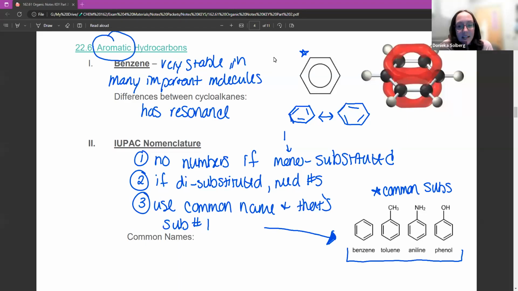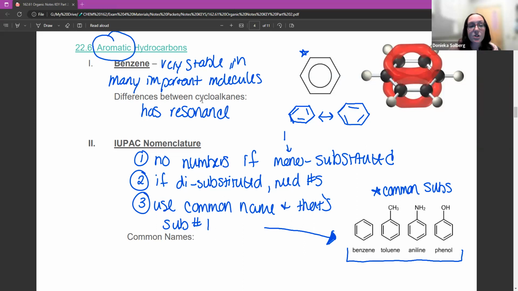Okay, we are finally going to talk about aromatic hydrocarbons. These ones, I mentioned benzene multiple times before, but it's got these double bonds that are rotatable, or you can say that they have resonance. And benzene is our perfect example of this. Benzene is a very stable molecule, and it's involved in a lot of organic structures.